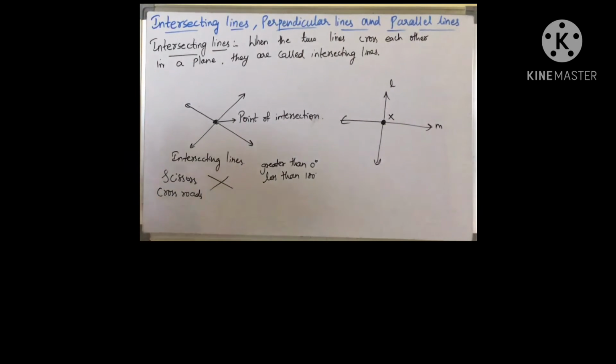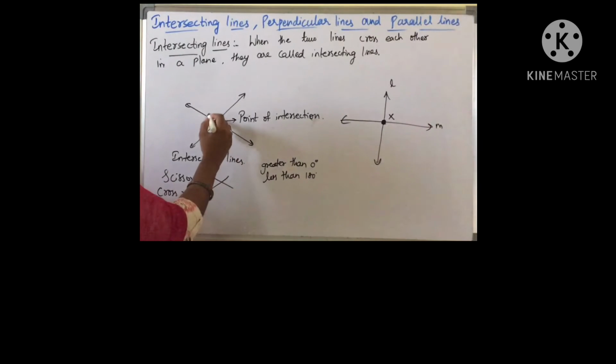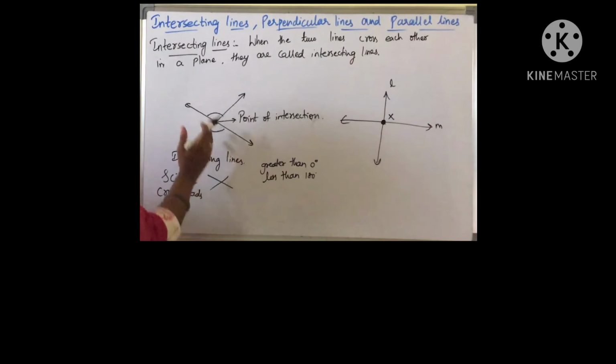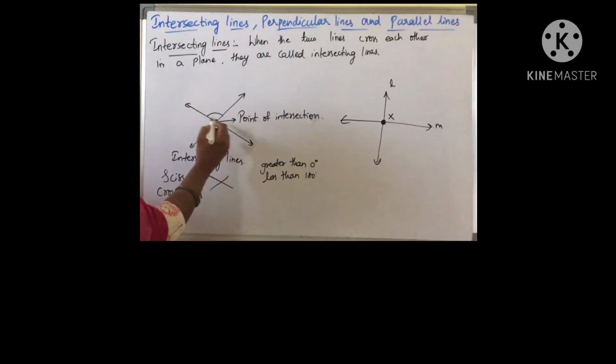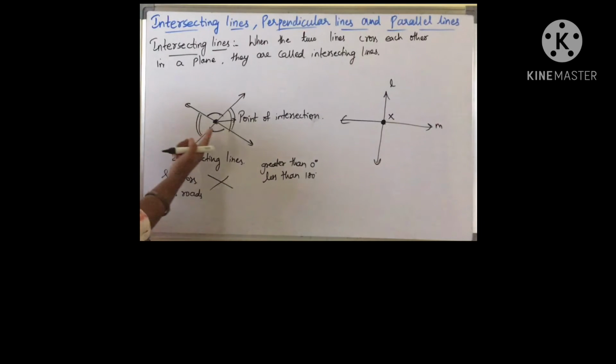So two intersecting lines form a pair of vertical angles. If you see here, this and this are opposite to each other. So we call it as vertical angles. The vertical angles are opposite angles with a common vertex. Here this is one pair of vertically opposite angles and these are another pair of vertically opposite angles.